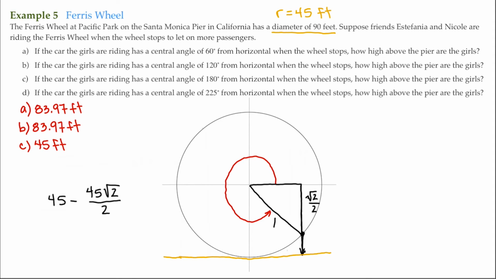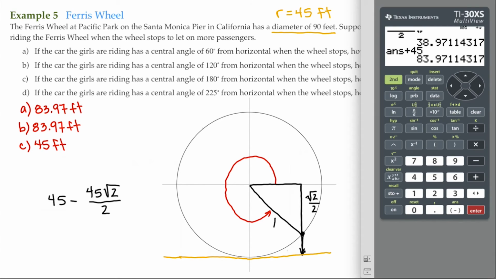So going back to our calculator, I'm going to take 45 times the square root of 2. Don't forget you have to hit that arrow key to bring that over. Divided by 2. And then we're going to hit those double arrows. So the distance from here to here is approximately 31.82 feet.